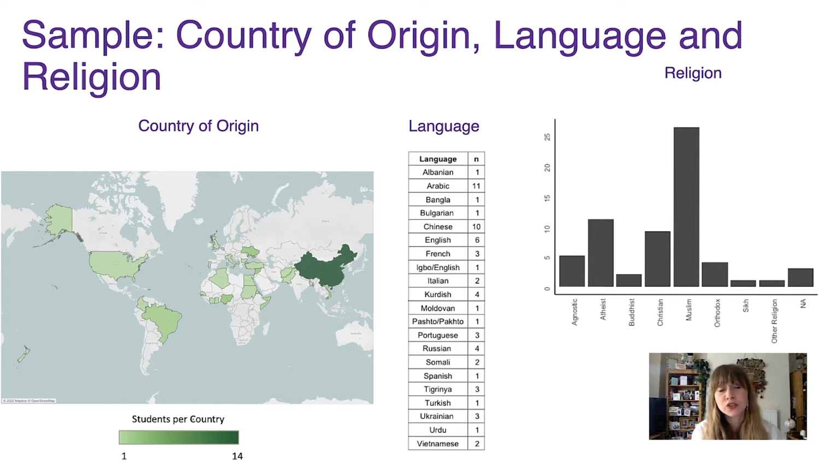Then we can ask the students what their primary language was spoken at home. And as you can see from the table here, it was really diverse. The majority of students spoke Arabic and Chinese. However, as I said, there was languages spoken from across the globe of varying frequencies. We then asked the religion of the students, and again, you can see this is diverse. However, the majority of students were Muslim.